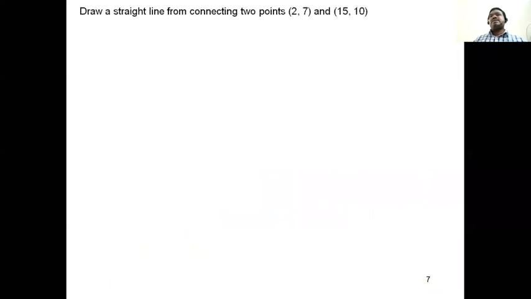Now let me give you a simple numerical example. From this example, we shall go to the algorithm. Once you understand this, you can write the algorithm on your own. The starting point of the line is (2, 7) and the end point is (15, 10). How to generate this line? Here x1 is 2, x2 is 15, y1 is 7, y2 is 10. The absolute value of the difference in x is 13.